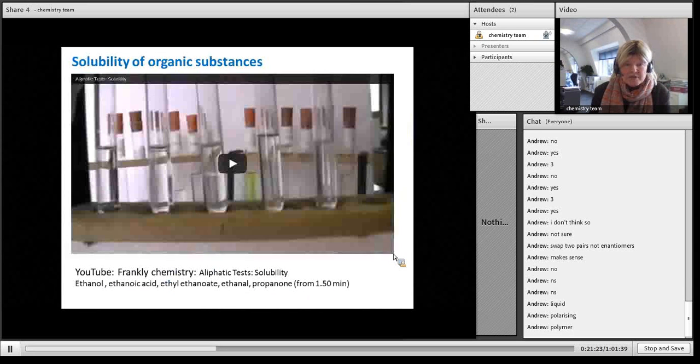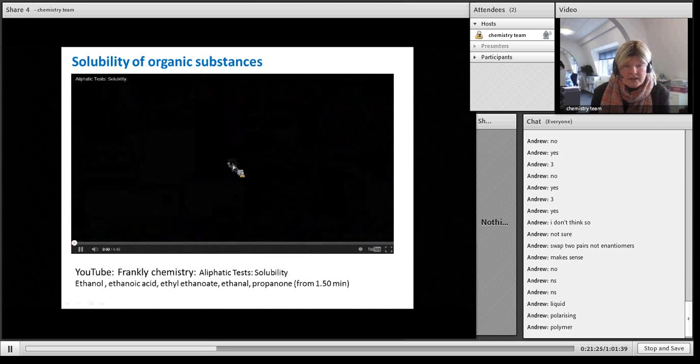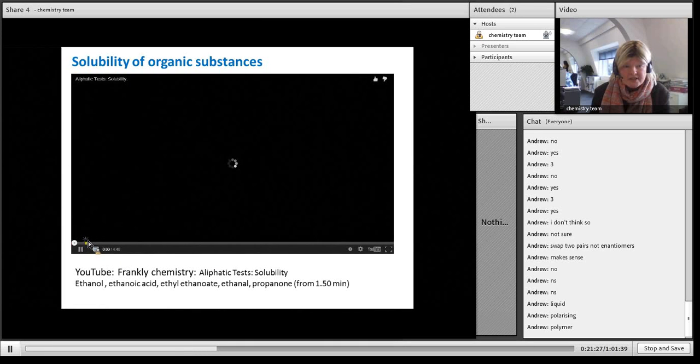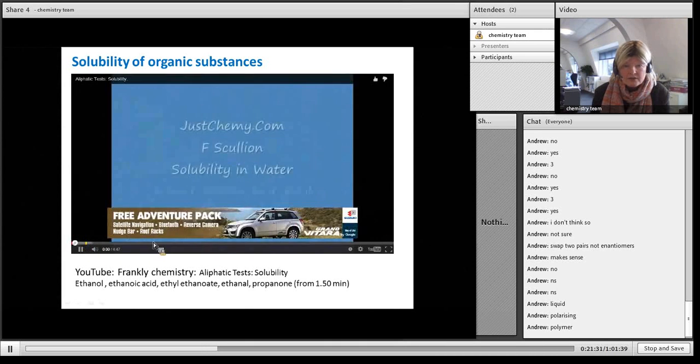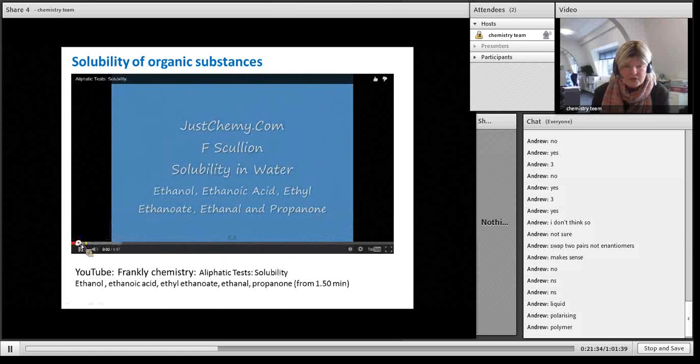Okay, what I'm just going to do here is just move this along so you can see the solubility. Sorry, I'll move it along.